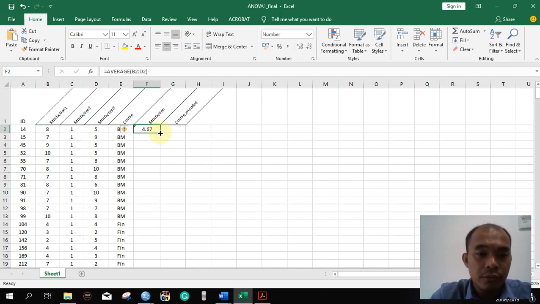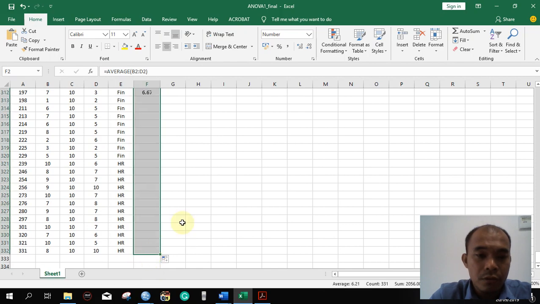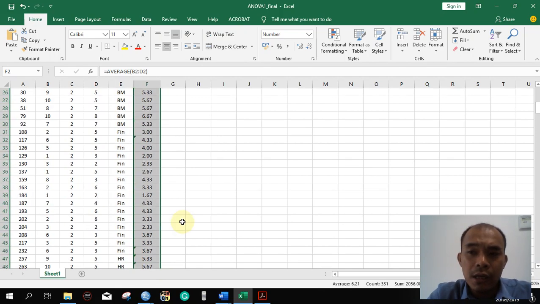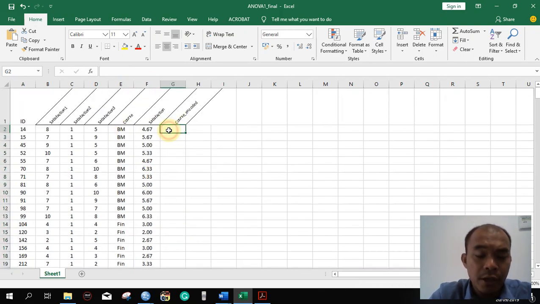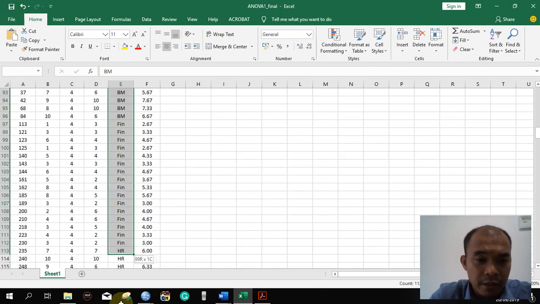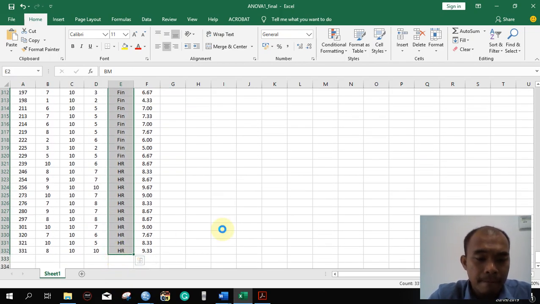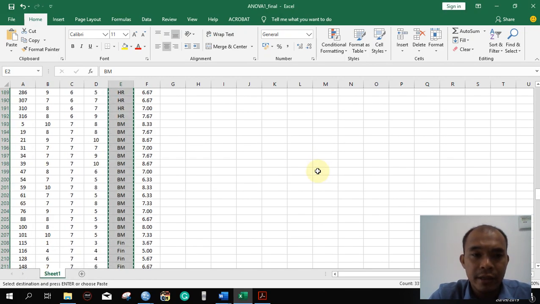So here, okay. So you can select this one, ignore course, ignore error. And then for the course encoded, okay, I prefer to do it this way. Okay, and then after that, you paste it again here.